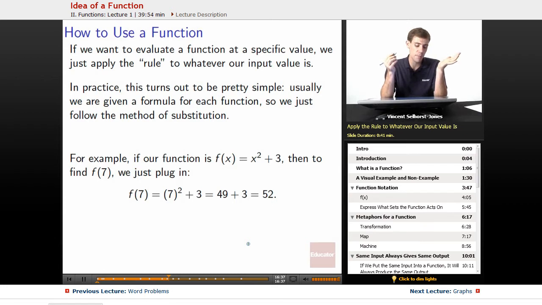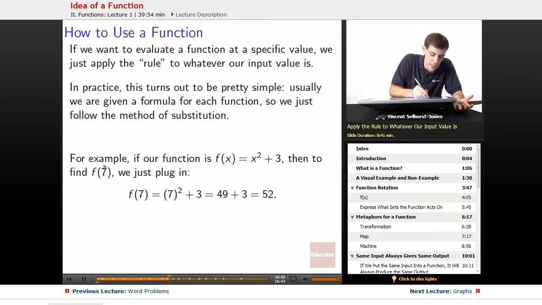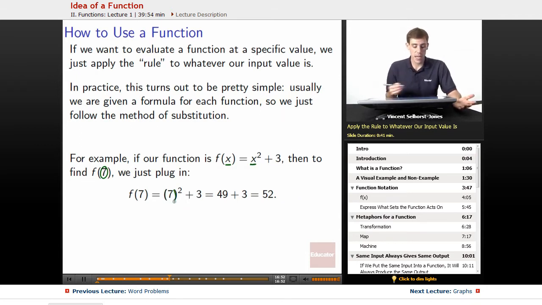So if for example our function is f of x equals x squared plus 3, then to find f of 7, we just plug in. So 7 is what we're plugging in. We have x in this spot, and a 7 will go in here. So we wrap that in parentheses just in case. In this case, we don't have to, but we'll see why it's useful to always remember to wrap in parentheses. So (7) squared plus 3, 7 squared is 49. 49 plus 3, we get 52.